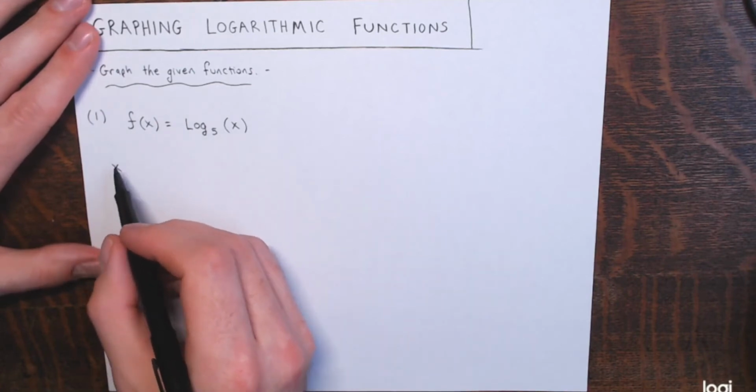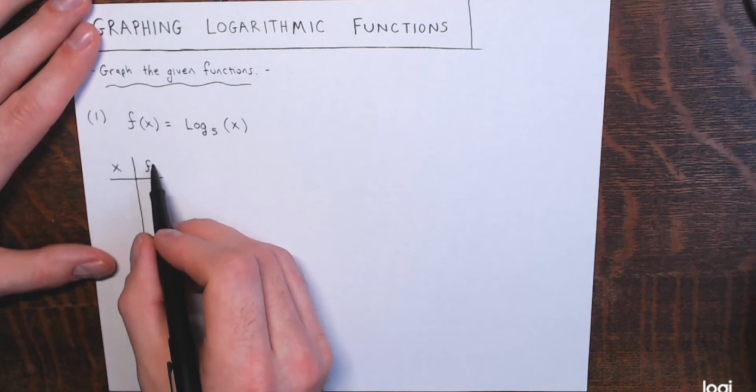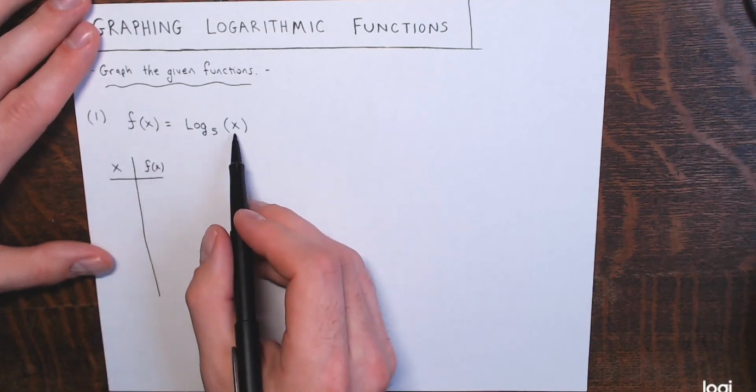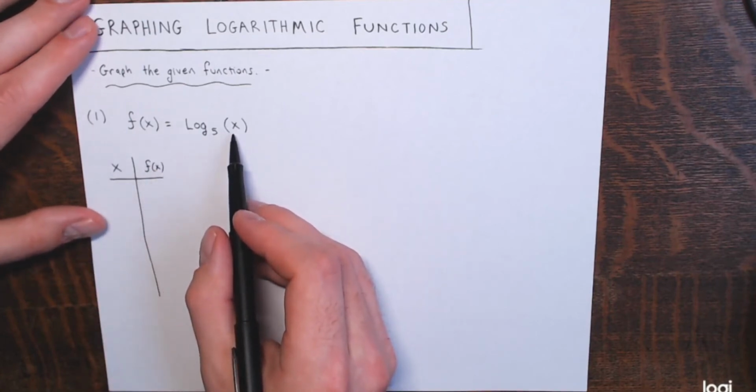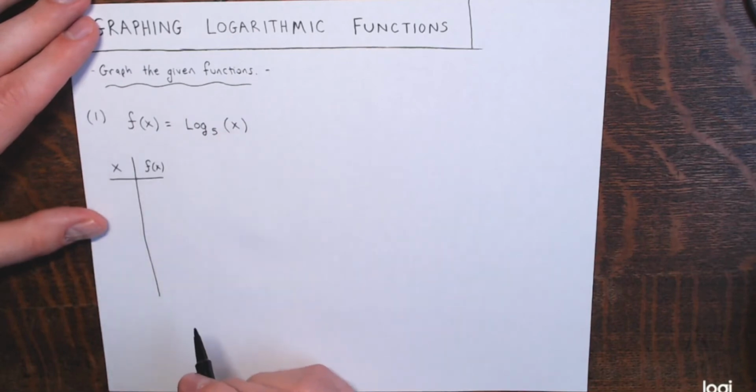And off to the side here, I'll make a little table. Basically, I want to plug in powers of 5. If this is base 5, I want the number inside the logarithm to be a power of 5: 1, 5, 25, or 1/5, 1/25, etc., so that the output is a nice integer, easy for me to take.